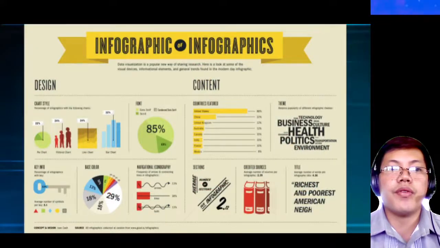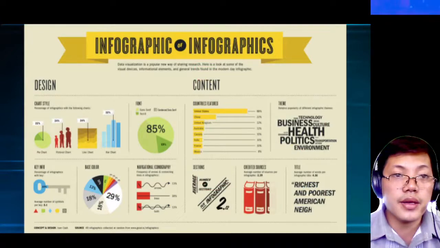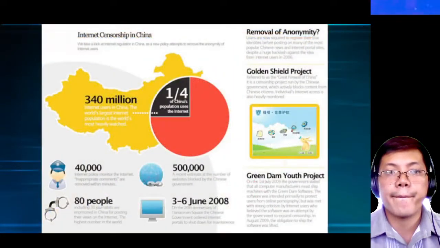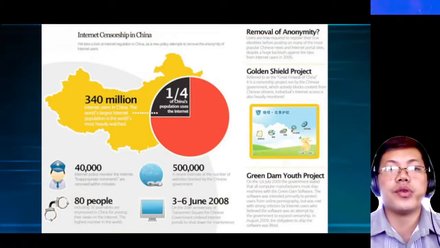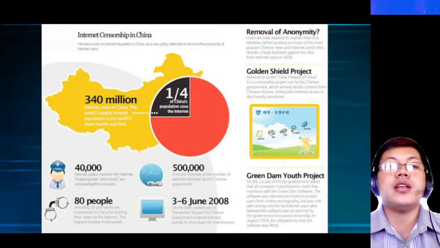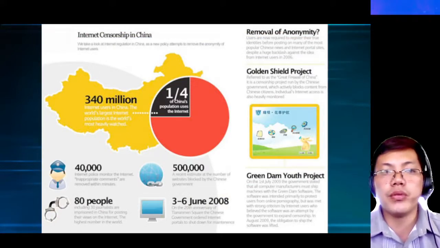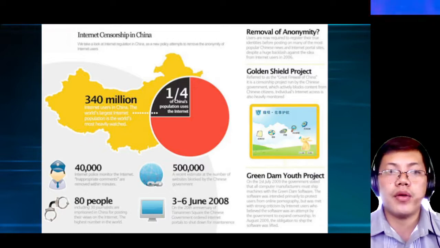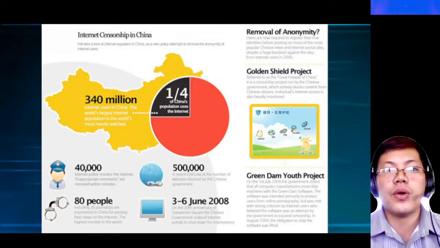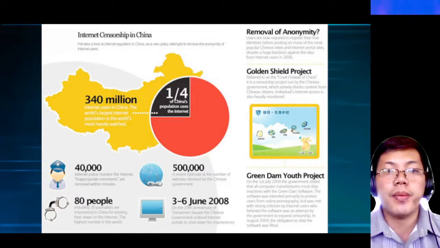This is also another infographic about, take a look. It says design and content. Okay. This is also an infographic about internet censorship in China. Okay, and it also has some graphs. So you have your pie graph, and you can also make use of a graph to show a summary of certain statistical data, to show a result or a research result, that depends on you.